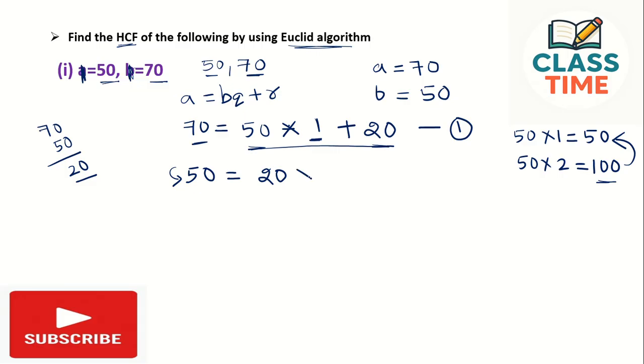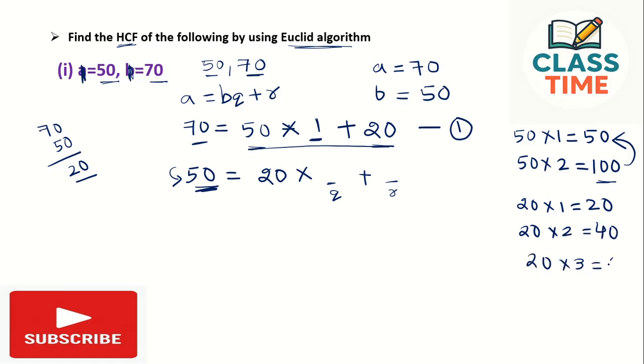That is 20. So, next we need to find Q and we need to find R. Okay. So, with what number will you multiply to get 50? So, write the 20 table. 21s are 20. 22s are 40. Next is 23s are 60. So, that is the highest number we are getting. So, for 50, take the smaller number, that is 40.